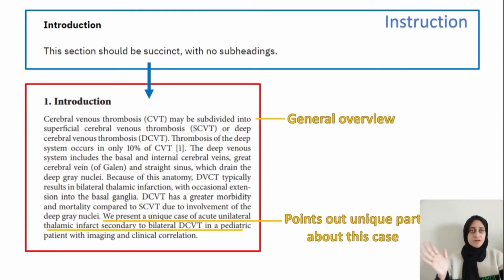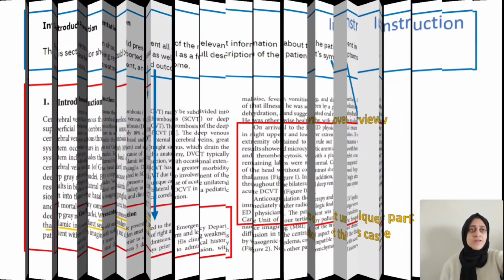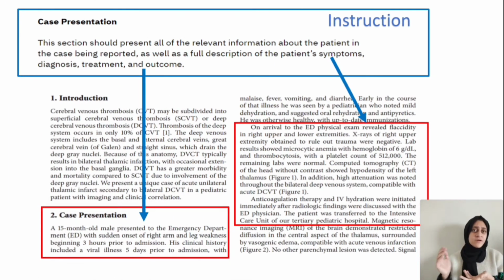Consider it like a funnel. They've given a general overview in the starting few lines, and then in the last 3 lines, they point out what is unique about this case, and that is an acute unilateral thalamic infarct. Then we talk about the main body of the case report, which is our case presentation. The instruction is really simple. They want a good description of the patient's symptoms, diagnosis, treatment, and outcome.